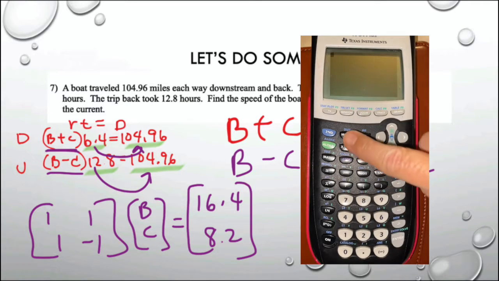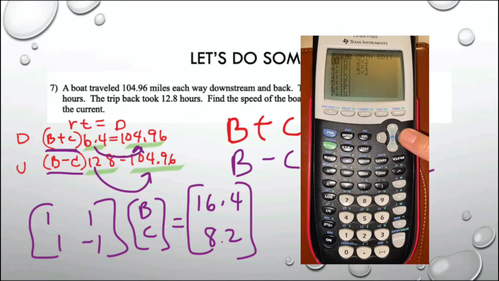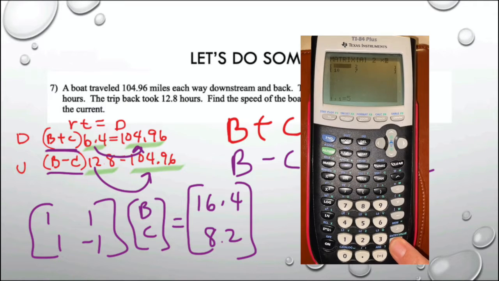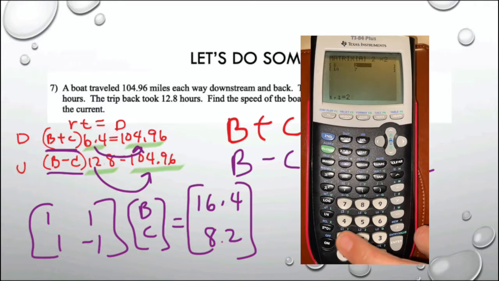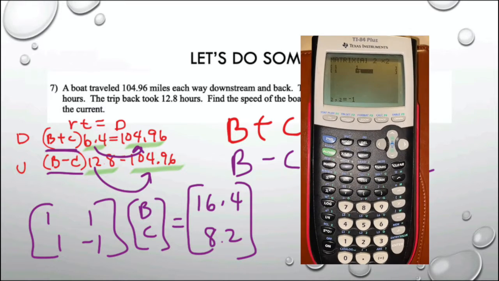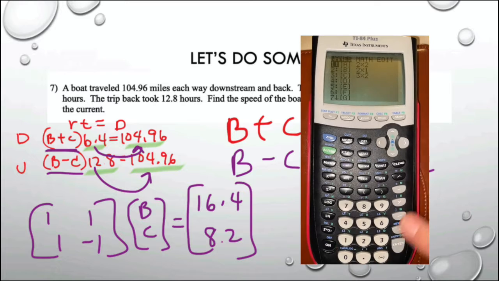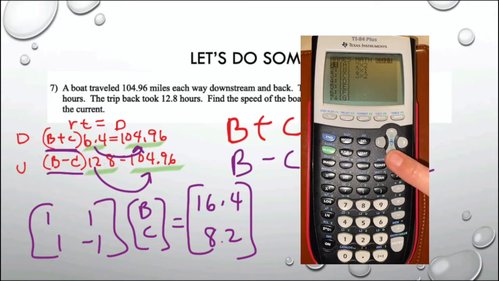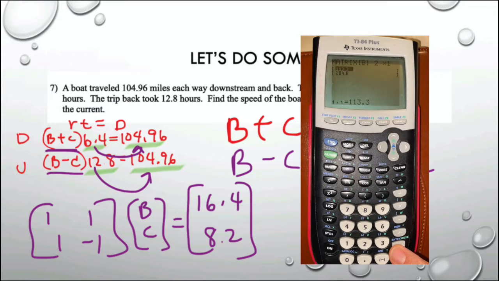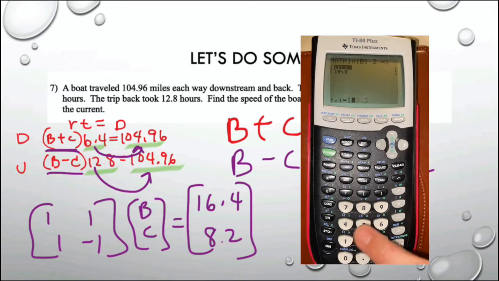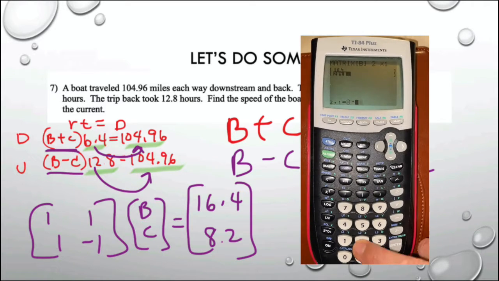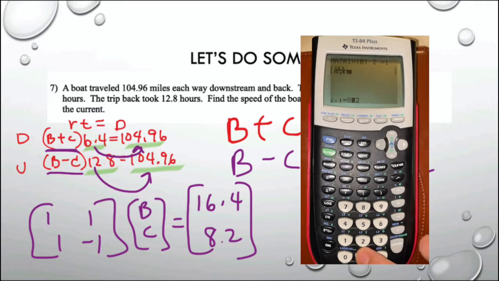All right, we're going to get started again. We do the same thing, second matrix. We're going to edit the A matrix. We just did a 2 by 2, so we don't need to really change that. We're going to put the numbers in: 1, 1, 1, and negative 1. We're going to get back into the matrix again, and we're going to pick the B matrix to edit. We had a 2 by 1 before. We just have to put new numbers. It's 16.4 and 8.2.